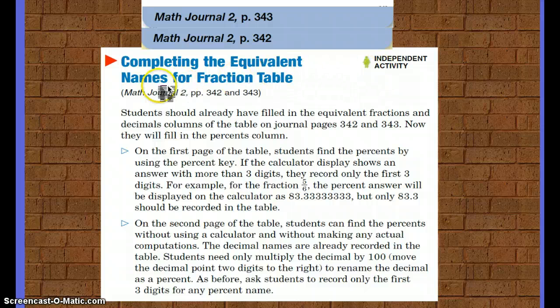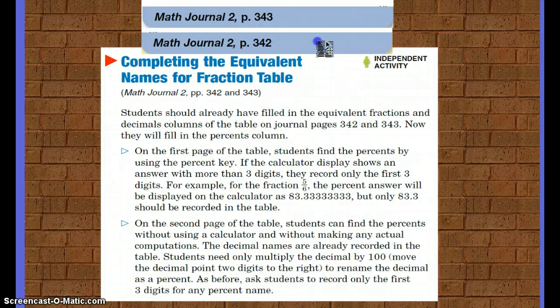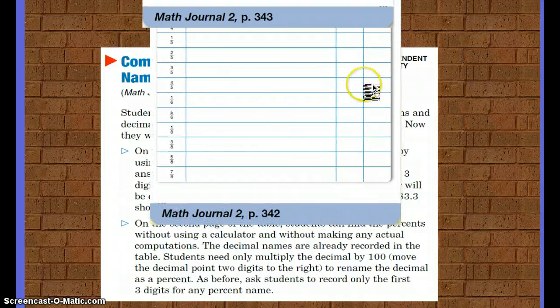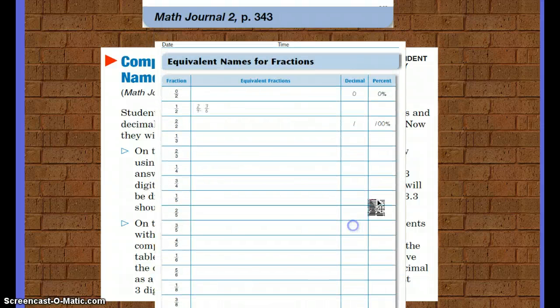Completing the equivalent names for fraction table. So in your math journal, pages 342 and 343, you're going to need to have filled in the equivalent fractions and decimal columns of the table, and then you're going to fill in the percents column. So as you're looking at this is what it's speaking of. You needed to find equivalent fractions. Here they already did.